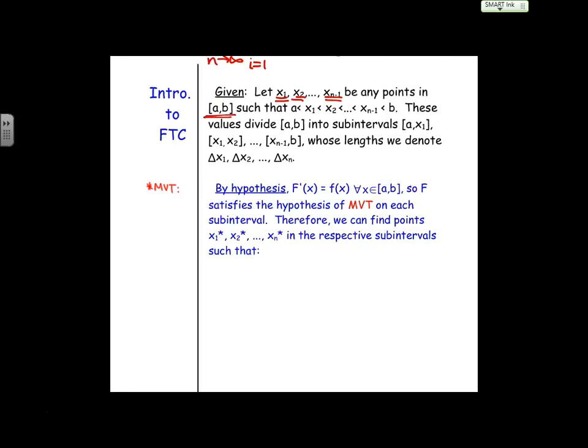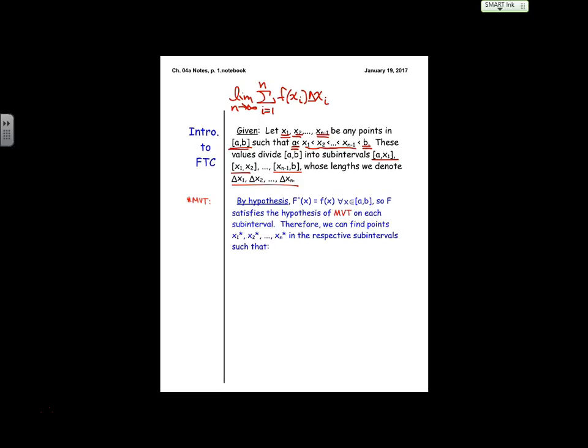We were sectioning off a to b. So a starts it, b ends it, and all these little x's are in between, sectioning off the subintervals. Look, divide it into subintervals, this subinterval, that subinterval, whose lengths we denote delta x. If you guys notice, that kind of looks like that limit definition that we have up above.